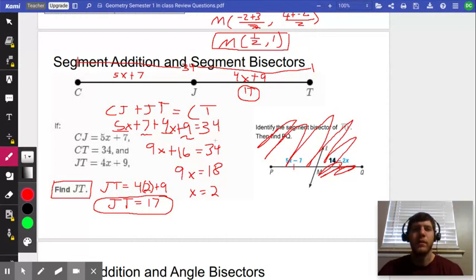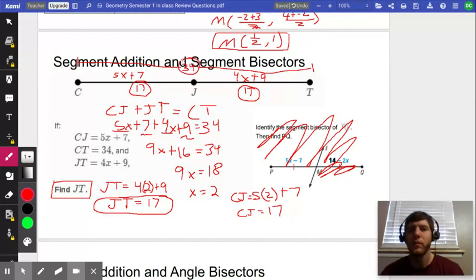All right, if we wanted to check our answer, we'd have to plug in 2 for the other one. So we could have done 5 times 2 plus 7 for CJ. So CJ here is also going to be 10 plus 7 is 17. Okay, and then 17 plus 17 equals 34, so we know we have the right answer. Okay, or it's very likely that we have the right answer.